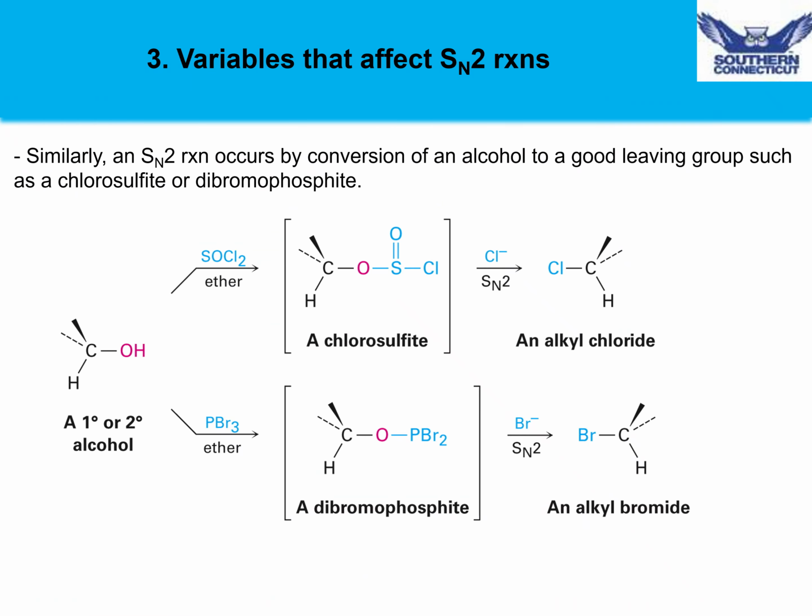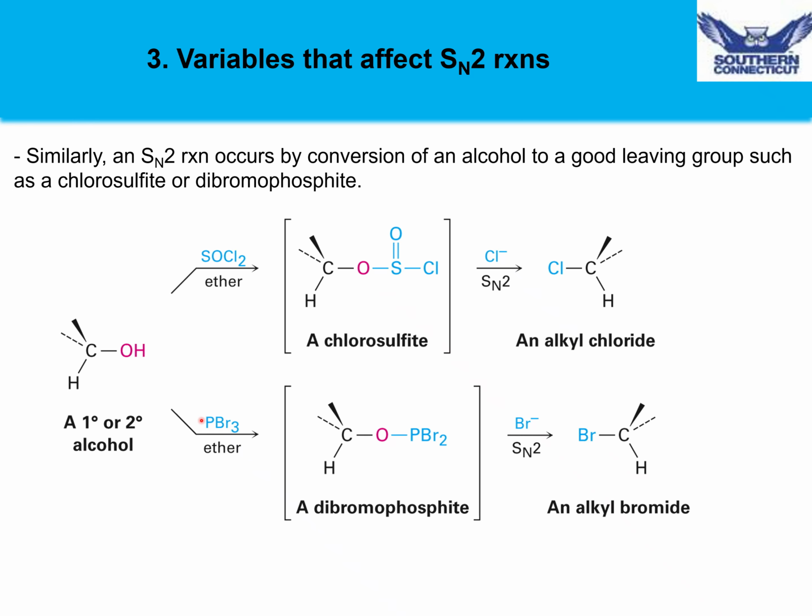Here is a couple of more examples of how alcohols are turned into better leaving groups before a substitution is going to occur. So for example, we can react an alcohol with thionyl chloride, SOCl2, and turn it into a chlorosulfite, which can then be replaced by a chlorine nucleophile. So the chlorine would attack this carbon and then eliminate this bond to the oxygen, and now we would get an inversion of stereochemistry.